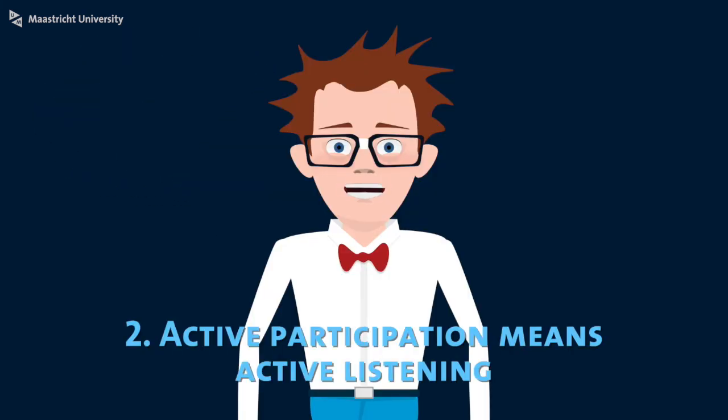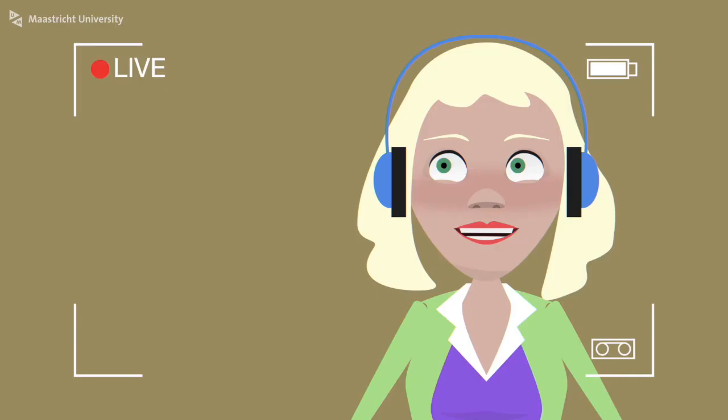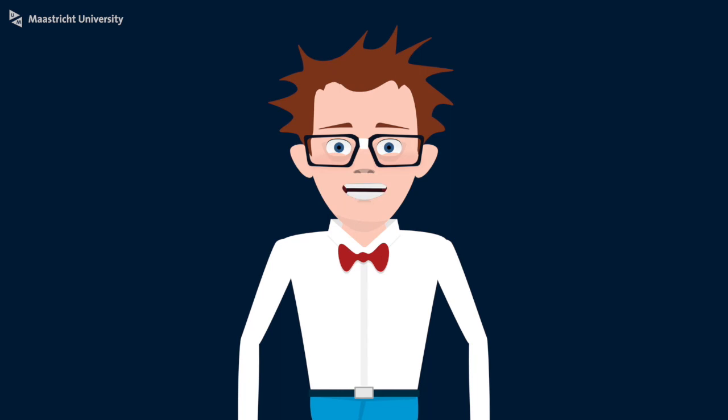Secondly, active participation means active listening. Turn your camera on to show others that you are paying attention. And is something unclear? Ask a question. You can do this via the chat function in your online platform. Asking questions could help you to clarify what the outcome of the meeting is and what the group has decided to do next.